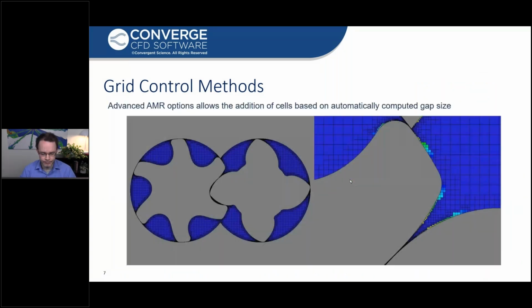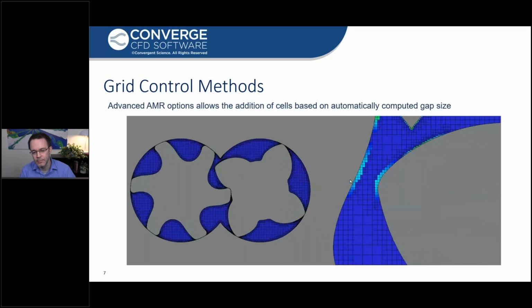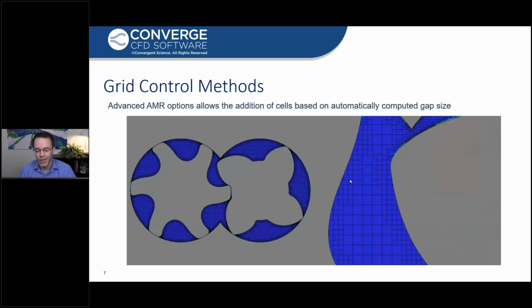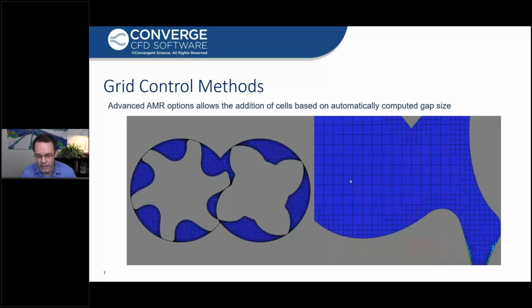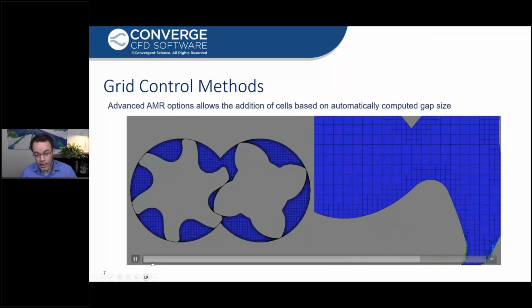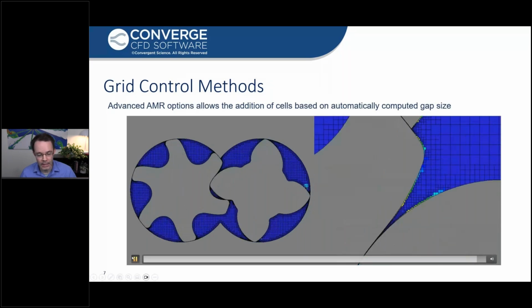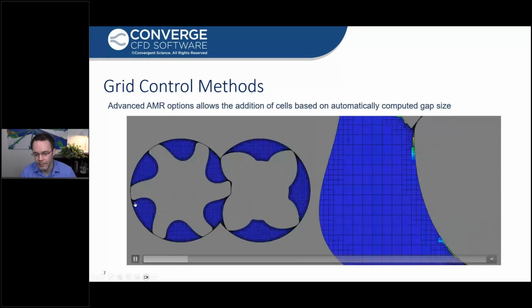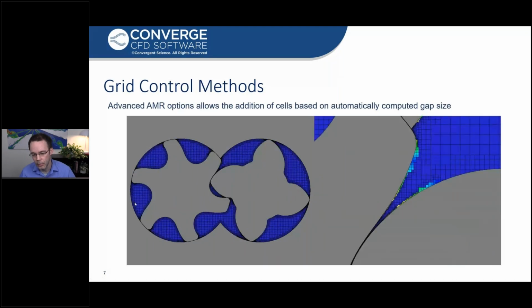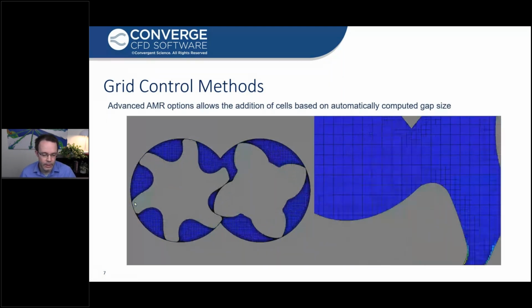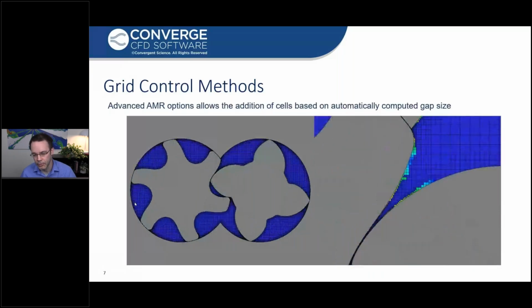On top of that, in positive displacement compressor modeling, other grid control strategies, which are advanced from those three basic ones, may be required. One option is to use proximity-based adaptive mesh refinement, or mesh refinement that's based not on the local flow variables, but rather the distance between adjacent boundaries.